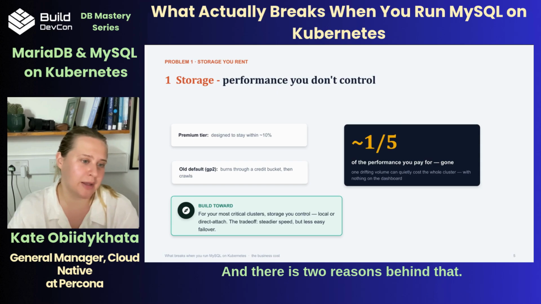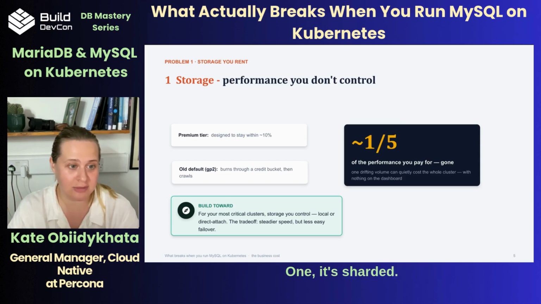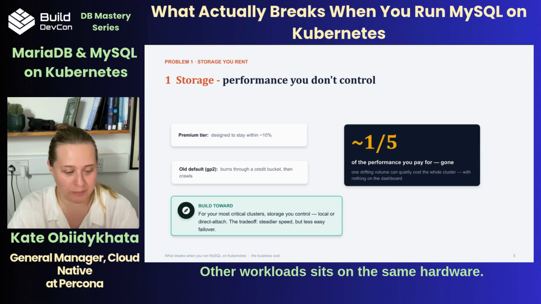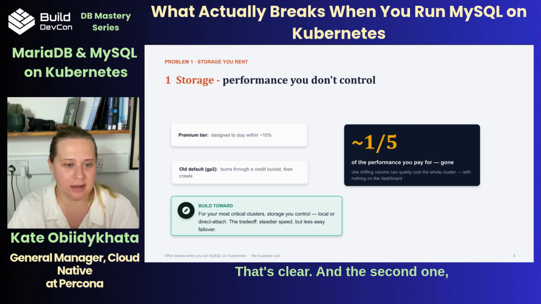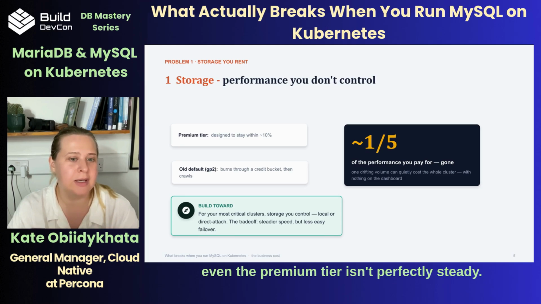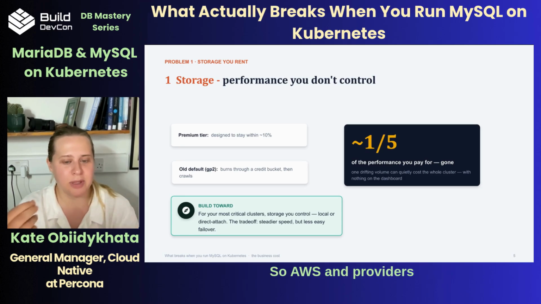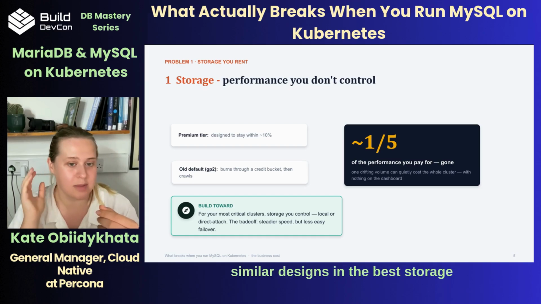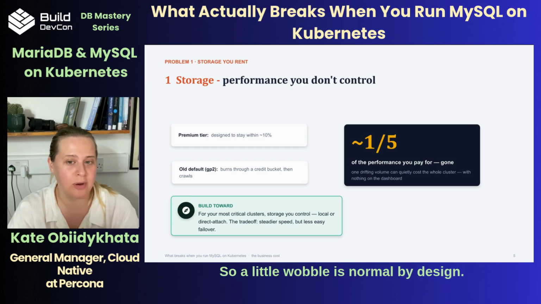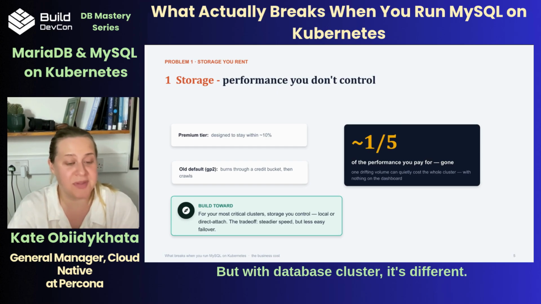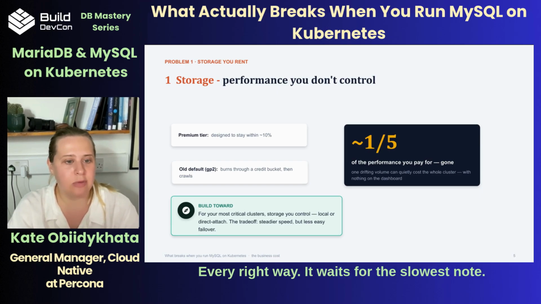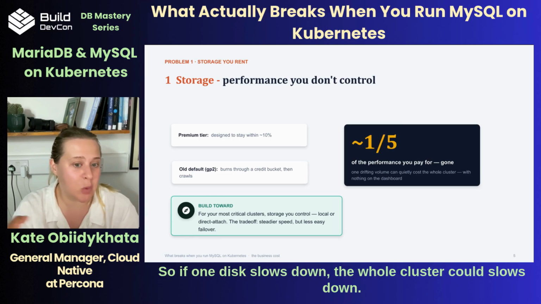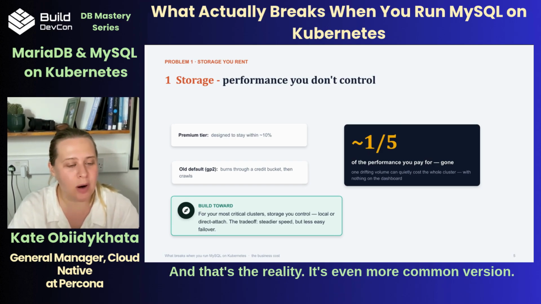There are two reasons behind that. One, it's shared: other workloads sit on the same hardware. That's clear. And the second one, even the premium tier isn't perfectly steady. AWS and other providers design their storage to stay within 10% of what you paid for, so a little wobble is normal by design. In a normal app you would never notice, but with a database cluster, it's different. Every write waits for the slowest node. So if one disk slows down, the whole cluster can slow down. And that's the reality.